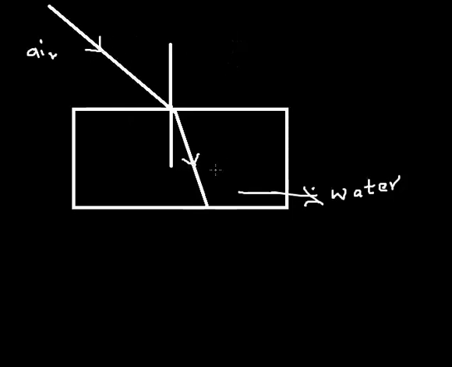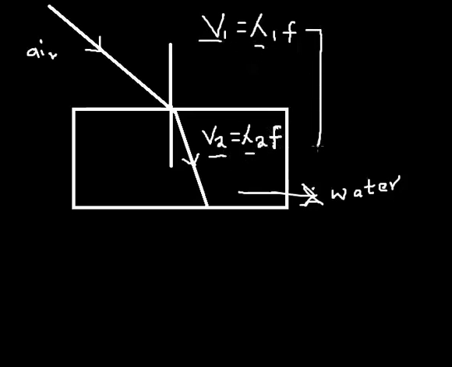Now you notice that this happened. Why? Because the two media have different densities, so the velocity of the light varies in the two media. Let's say the velocity of light in air is v1 and the velocity of light in water is v2. We already know that velocity is equal to wavelength multiplied by frequency. So for air, the velocity v1 is equal to lambda 1 multiplied by frequency f. For water, the velocity v2 is equal to lambda 2 multiplied by the frequency f. So both velocity and wavelength change in the two media, but the frequency remains the same. Frequency never changes even when the wave undergoes refraction.